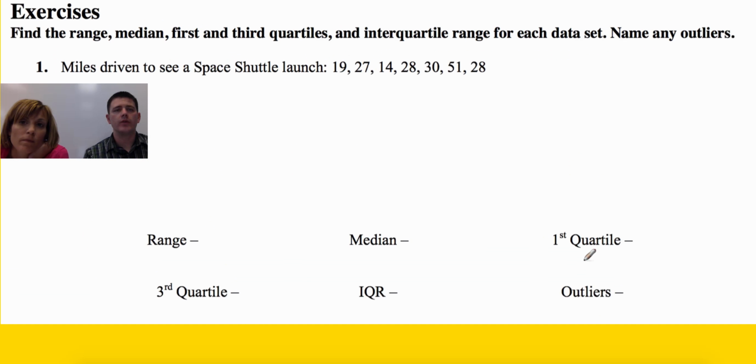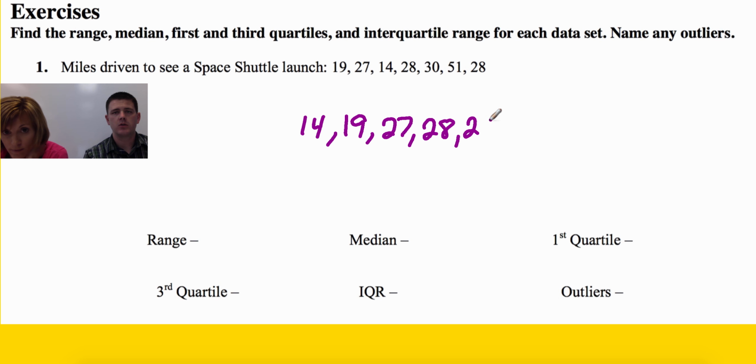All right, so we've got 2 practice problems for us. If you think you're comfortable with this one, you can try this one on your own. If not, let's work through this one together, and then you're going to try the next one on your own. So our first step is let's put our numbers in order. So we have 14, 19, 27, 28, 28, 30, and 51.